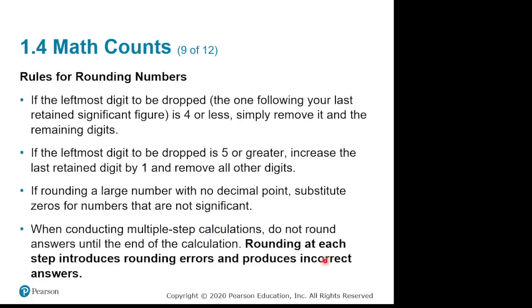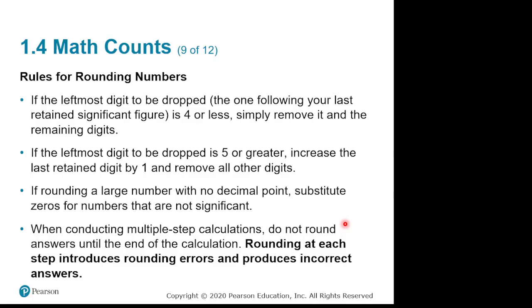Okay, so your book actually states something that's slightly incorrect, that you would round up a 5 all the time. That is fine to use in the tests and stuff. It's not going to change things. It is incorrect. Okay, mathematically it is incorrect. You do not always want to round up. Now, for a large number with no decimal point, you need to substitute zeros for numbers that are not significant.